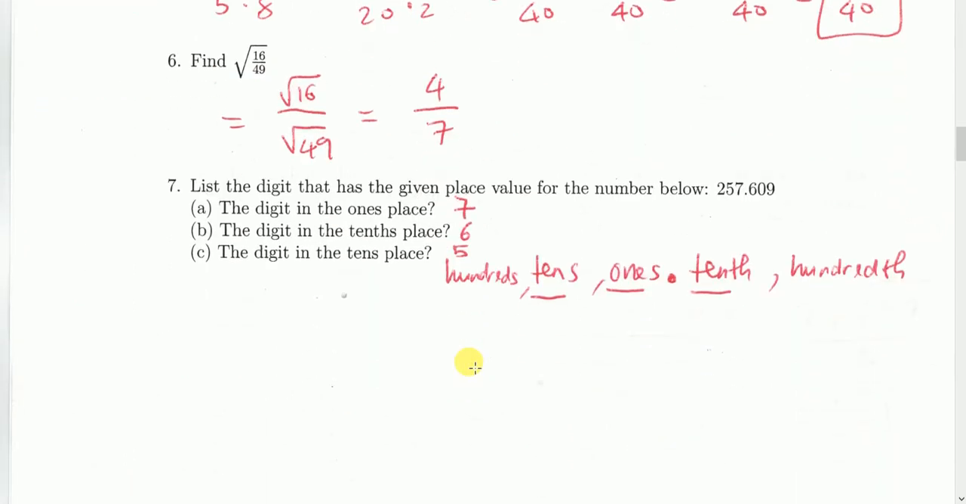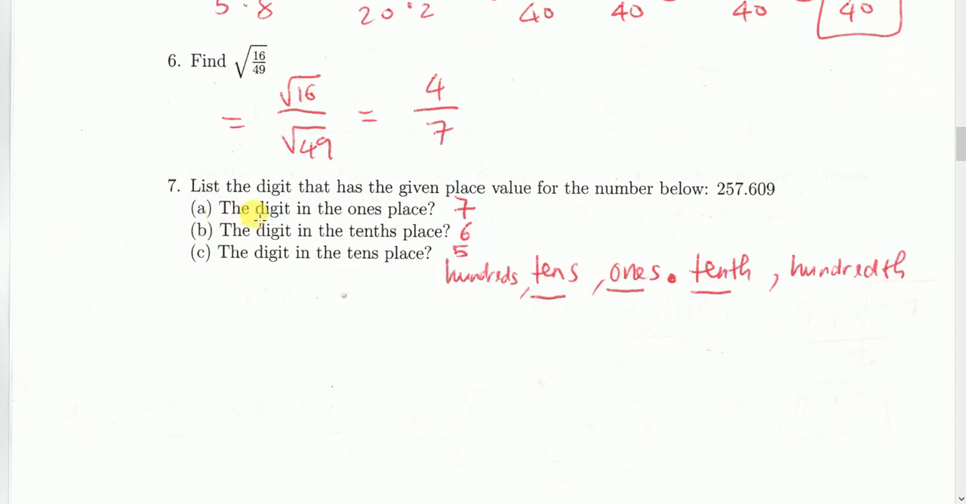Alright, let's go to the next problem. This one asks us to list the digits that have the given place value for the number below, 257.609. Remember, to the right of the decimal point is the tenths place and the hundredths, and so on. To the left of the decimal point are the ones, tens, then hundreds, then thousands, and so on.